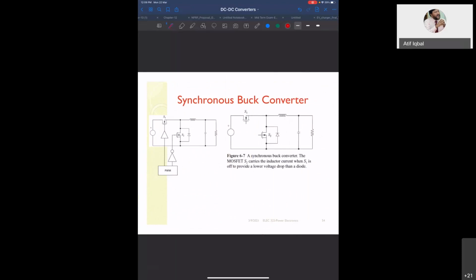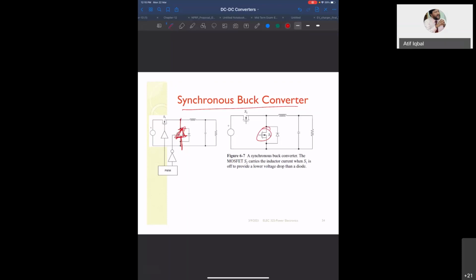I'll finish this by discussing this last thing. This is called the synchronous buck converter. In the normal buck converter, you have a diode here. But the diode is considered a very lossy component in any power converter. So the most loss that takes place is in the diode. Now if you replace this diode with a switch, then this is called a synchronous buck converter.